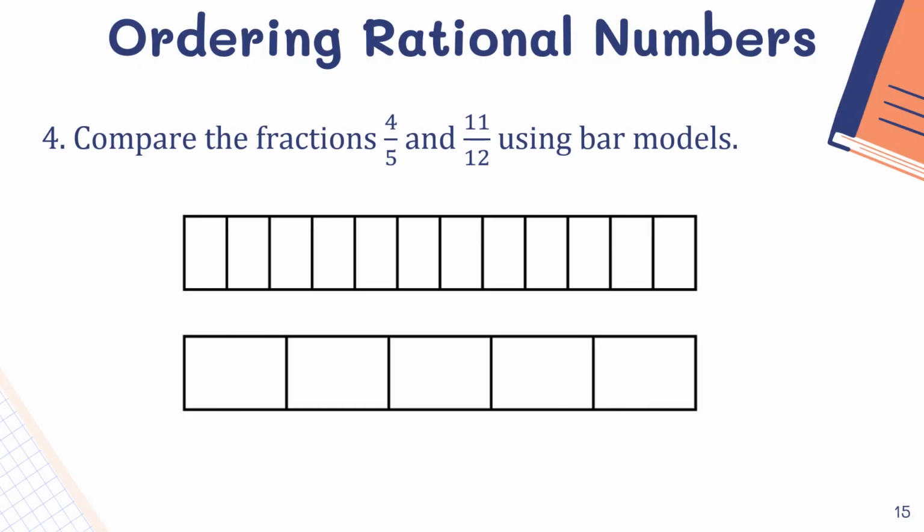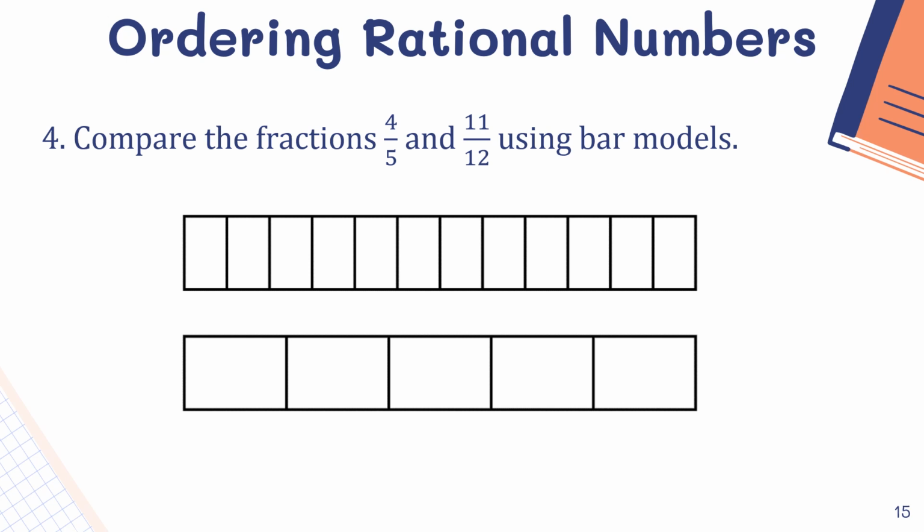Now we're going to look at ordering rational numbers. In the Grade 4 Common Core Standards, it states that students should be able to compare two fractions with different numerators and different denominators and determine which one is larger or smaller.